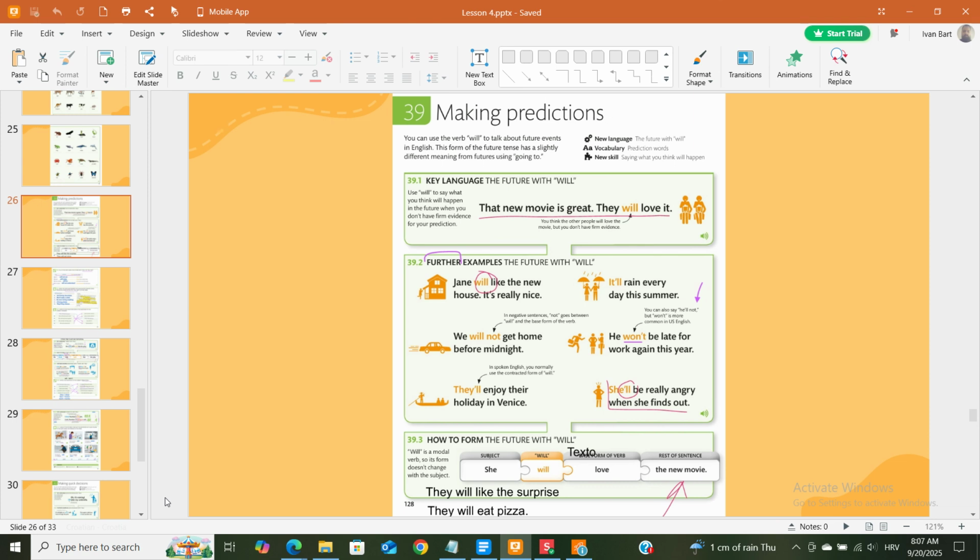39.3 How to form the future with will. Will is a modal verb, so its form doesn't change with the subject. Subject: she. Will. They will like the surprise. They will eat pizza. Base form of verb, rest of sentence: love the new movie.